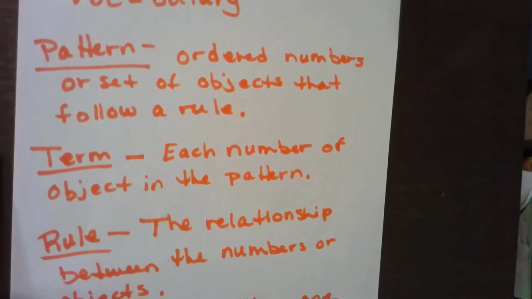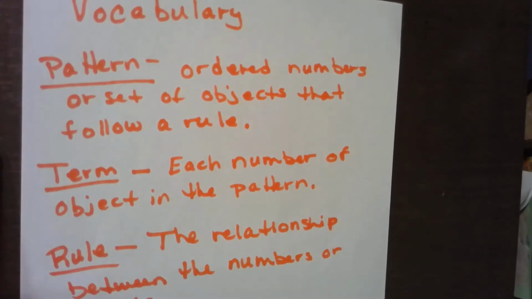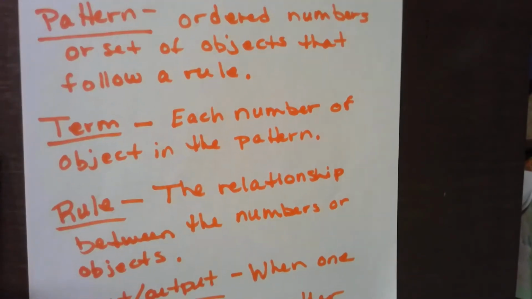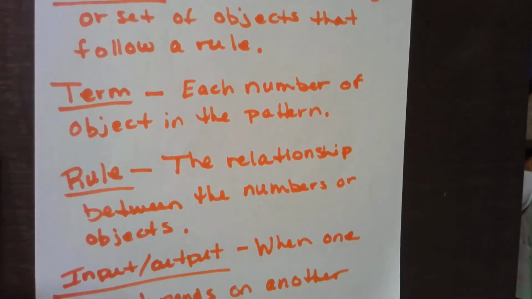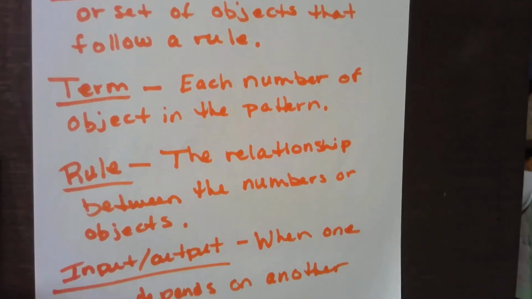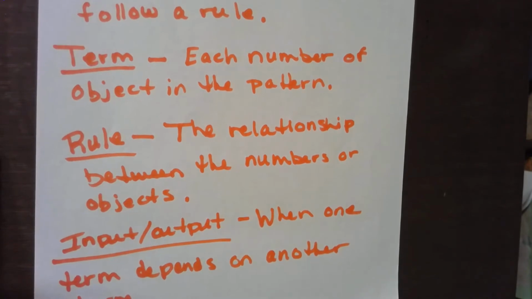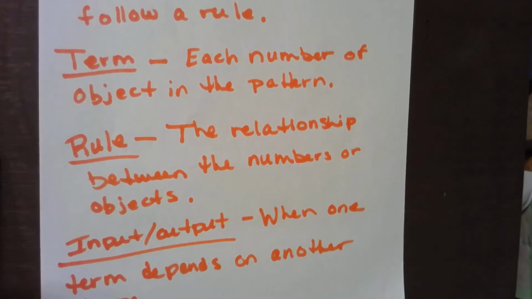Our first word is pattern. A pattern is an ordered set of numbers or objects that follow a rule. A term is each number or object in the pattern. The rule is the relationship between the numbers and objects. And input-output is when one term depends on another term.